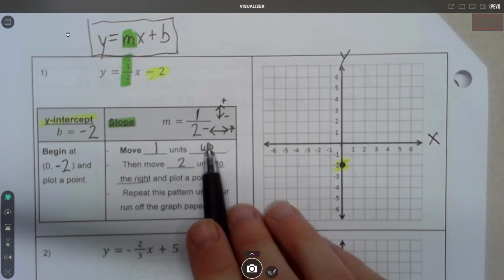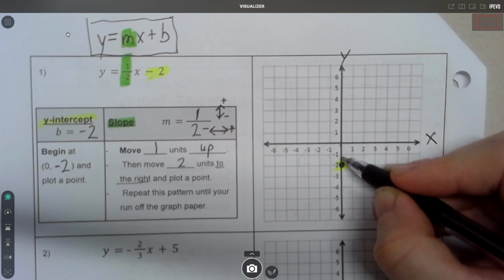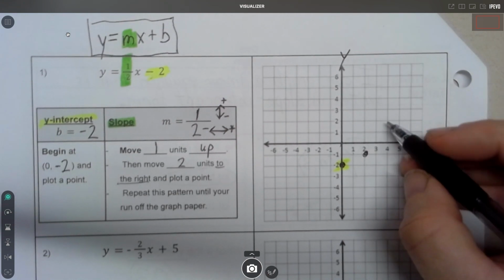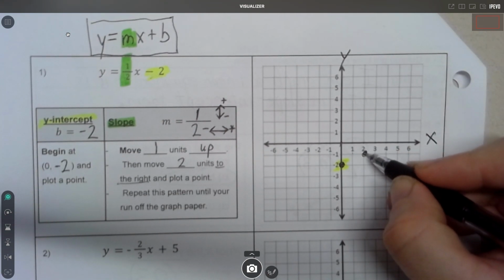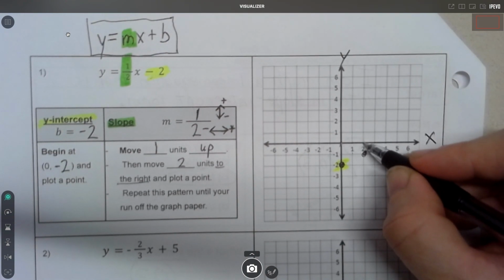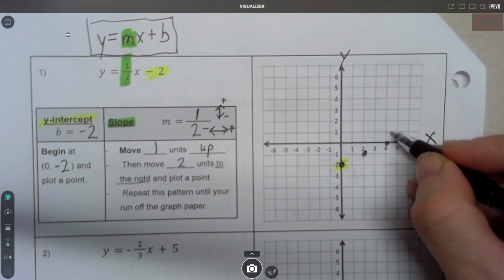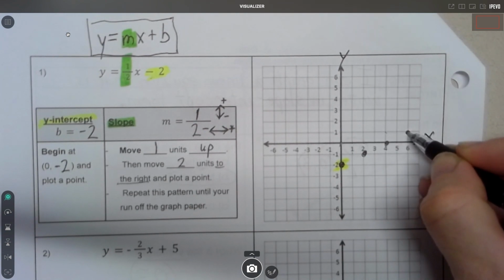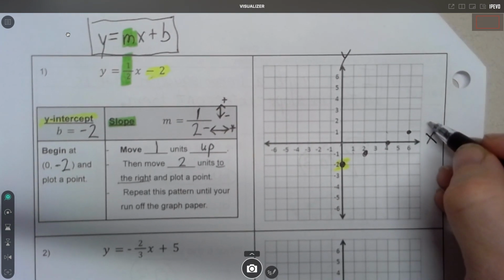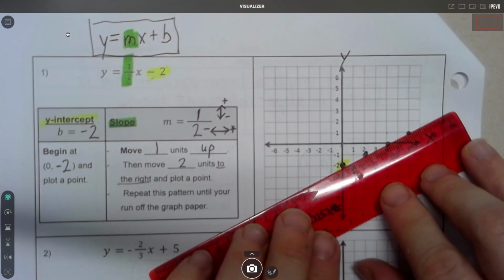So I'm going to move 1 unit up and 2 units to the right. From this y-intercept, I'm going to move 1 unit up and then 2 units to the right. Then I place a point. Now, I'm going to keep following that pattern until I can't go on the graph paper anymore. 1 unit up, 2 units to the right, and I place my next point. If I go 1 unit up and then 2 units to the right again, I run off the graph paper, so I'm just going to stop. These 4 points create a straight line.